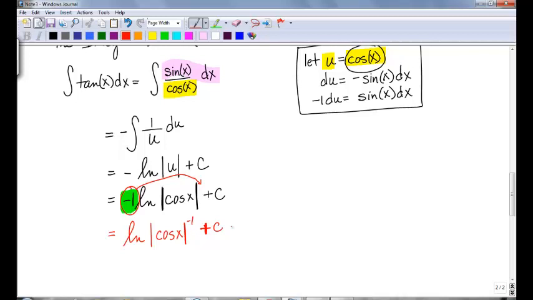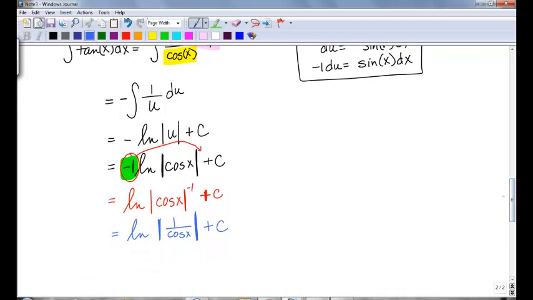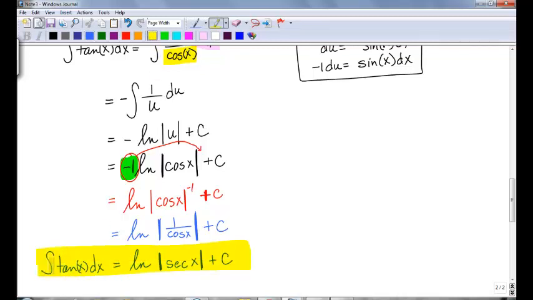But cosine to the -1 power, what's that negative exponent do? Moves it down. So that's going to be the natural log of 1 over the cosine of x, plus c. But 1 over the cosine, cosine's a reciprocal with what? Secant. Remember, the c's don't go together. So here's the final formula. The integral of tangent of x with respect to x is the natural log of the secant of x plus c. So we're going to add that to the card.